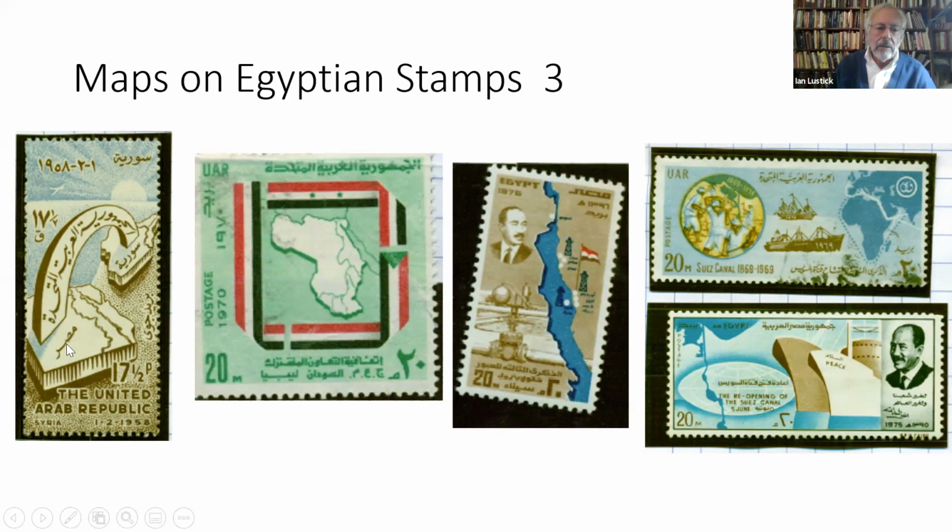This says Egypt, this is Syria, this is the United Arab Republic. You see this map is in Arabic and English, not anymore French. And down here you can see that this is the Syrian version of a stamp that was also published, the identical stamp by Egypt.